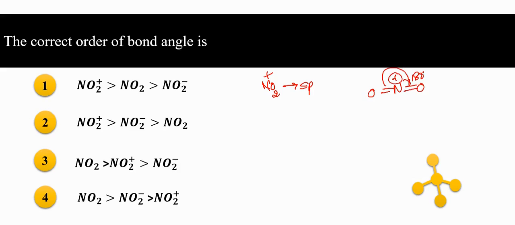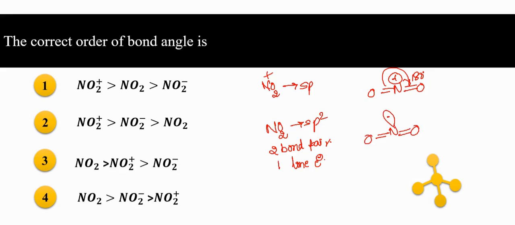But in case of NO2, first you need to study the hybridization. What is the hybridization of NO2? That is sp2. Here you will see two bond pairs and one lone electron. So nitrogen double bond O and a lone electron here. Because of that lone electron, the angle is slightly less than 180 degrees.